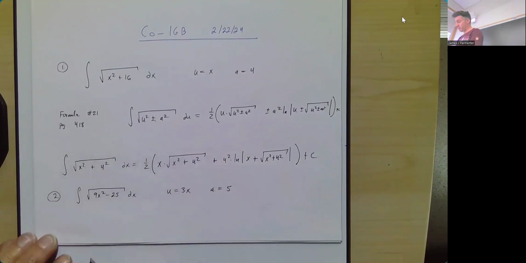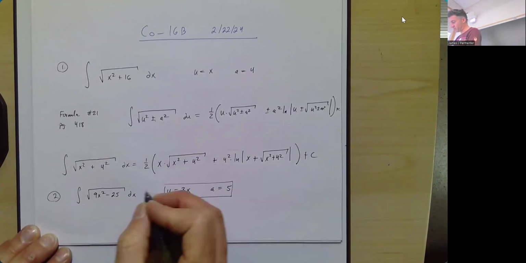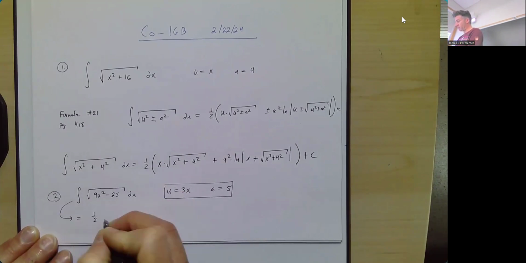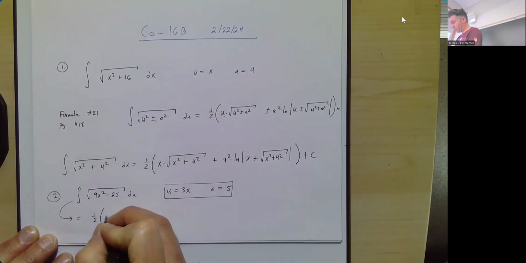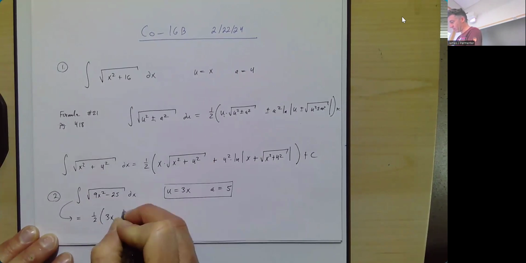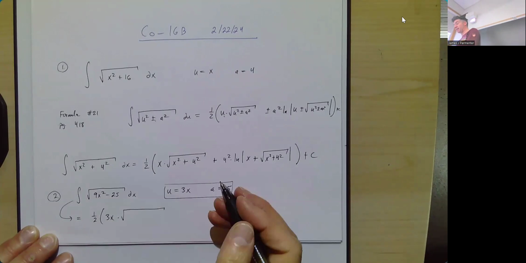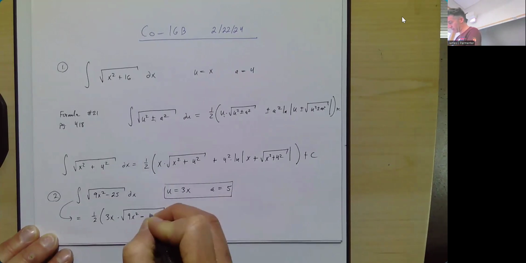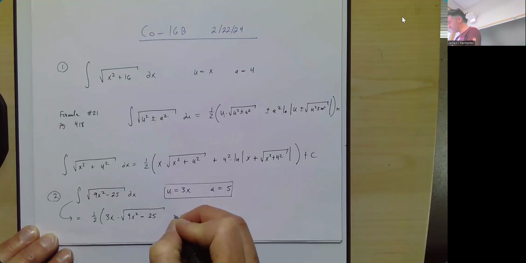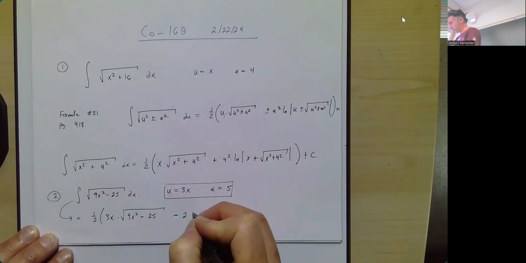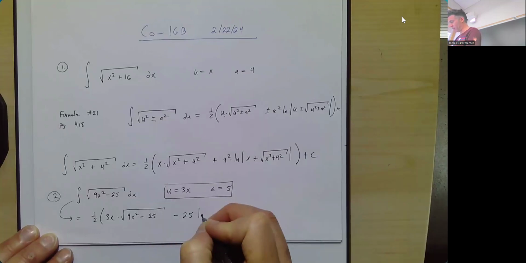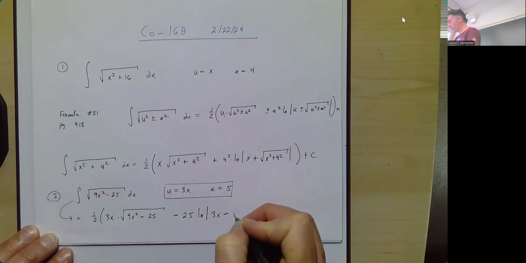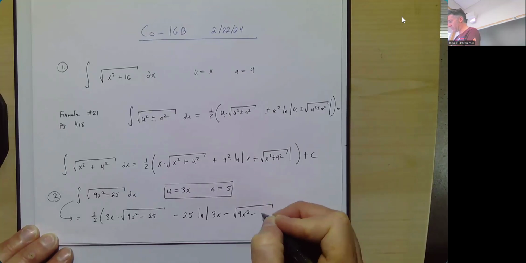So here, this integral is going to end up equaling still 1/2 times my u, which is now 3x, times the square root of u squared minus a squared. So it's going to be 9x squared minus 25, minus a squared times the natural log of the absolute value of my u, which is 3x, minus the square root of u squared minus a squared.